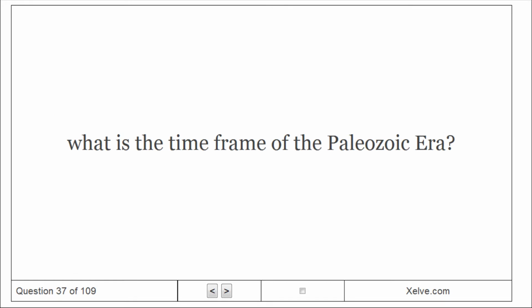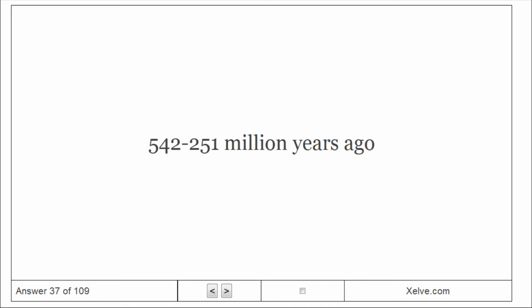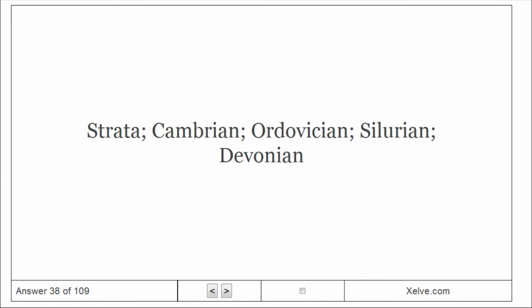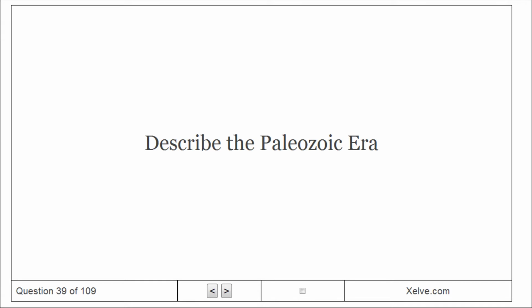What is the time frame of the Paleozoic era? 542 to 251 million years ago. What are the periods of the Paleozoic era? Cambrian, Ordovician, Silurian, Devonian. Describe the Paleozoic era.